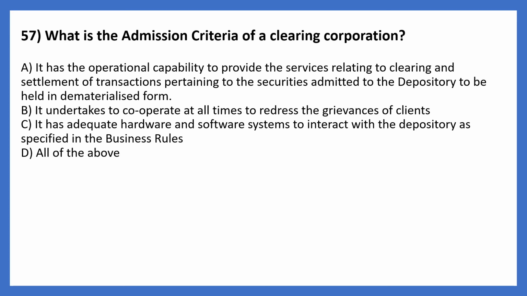What is the admission criteria of a clearing corporation? Option A, it has the operational capability to provide the services related to clearing and settlement of transactions pertaining to the securities admitted to the depository to be held in dematerialized form. Option B, it undertakes to cooperate at all times to redress the grievances of clients. Option C, it has adequate hardware and software systems to interact with the depository as specified in the business rules. And option D, all of the above. The correct answer is option D, all of the above.